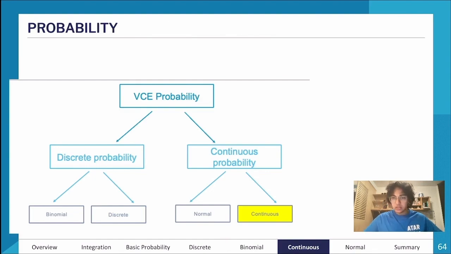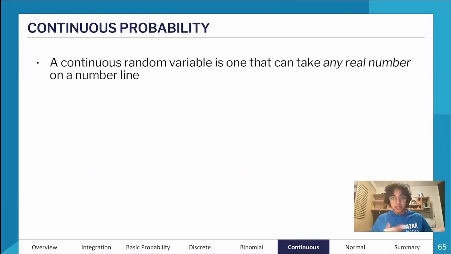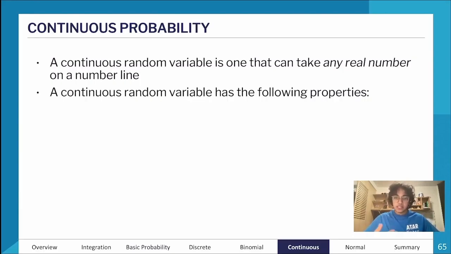Okay, let's get on to continuous probability. What is continuous probability, and what's the difference between discrete and continuous probability? A continuous random variable is one that can take any real number, so it doesn't have to be an integer or a natural number. A continuous random variable has some of these properties. Keep in mind, I'm now using a function. It's a bit strange, but we'll see why a function makes more sense than what we saw earlier.